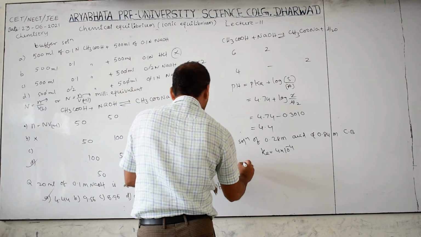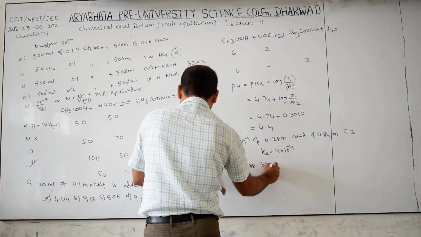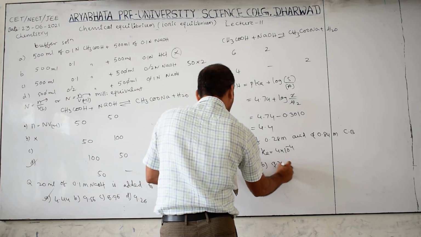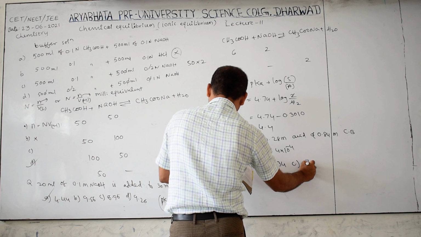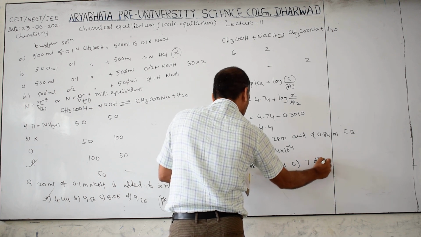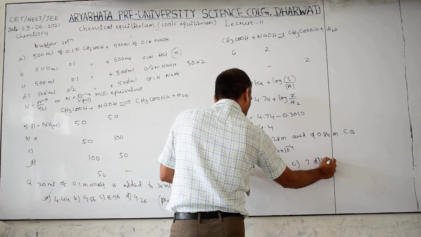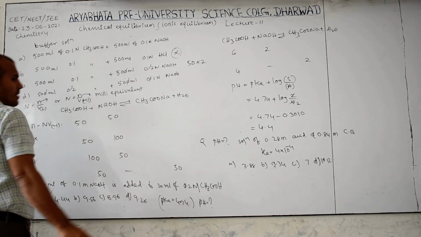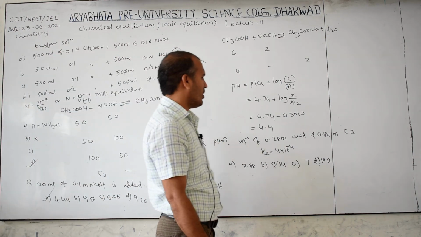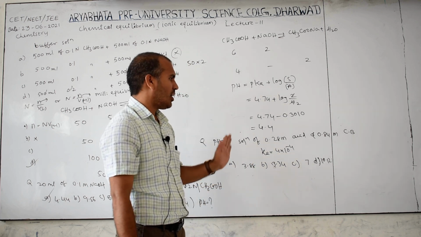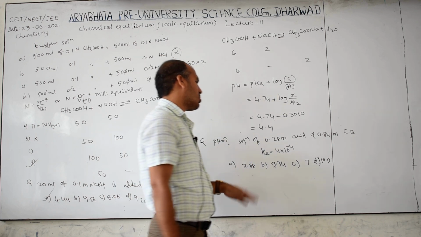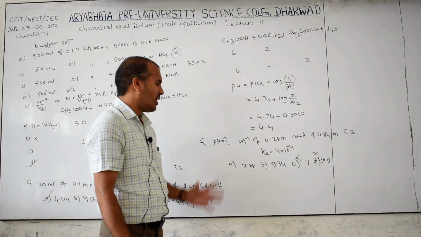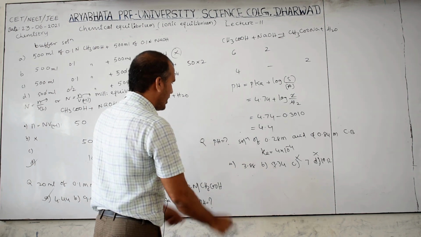Options are A 3.88, B 3.34, sorry, not 4, 3.34, C 7, D 10.12. Here it is easy to answer. Acidic buffer means what? pH should be nearly less than 7. So less than 7 means these are not the answer. Then the answer may be in these two, because this is an acidic buffer, acid is there and conjugate base is there.